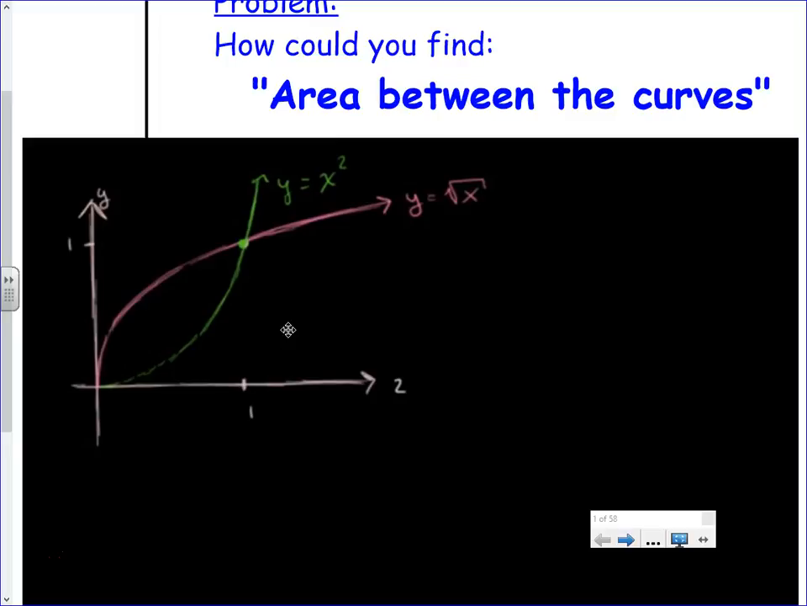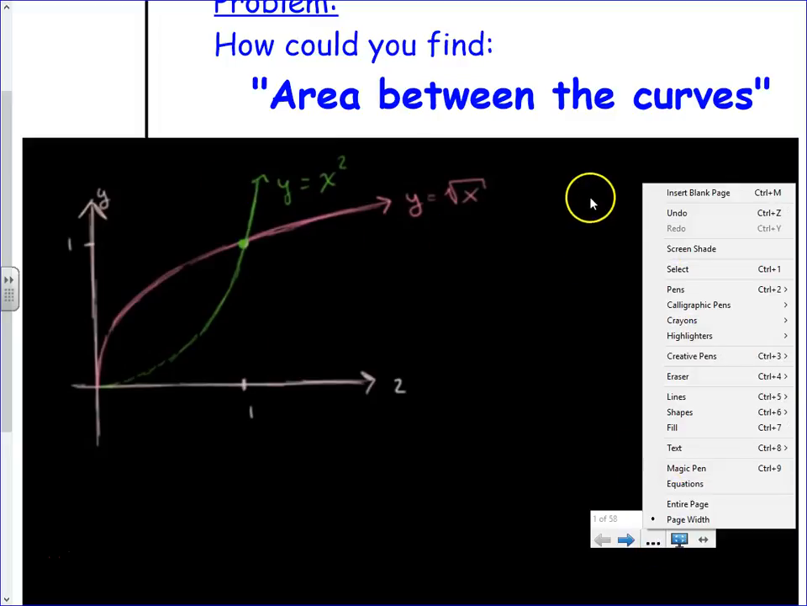Hey, someone's taking the SAT. At least one someone's taking the SAT on Saturday. So question, help us out. Where have you seen area between before? Thinking about SAT math?